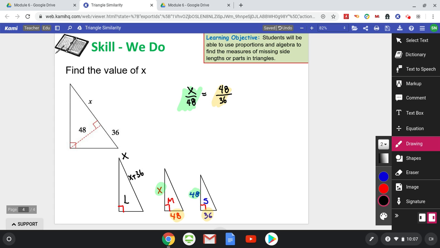For this problem, we will also be cross multiplying. I will multiply 48 times 48, and that gives me 2,304. This is equal to, I will multiply x times 36. That will be 36x. I want to get x by itself. I will be dividing by 36 on both sides. And that will leave me with x equals 64.